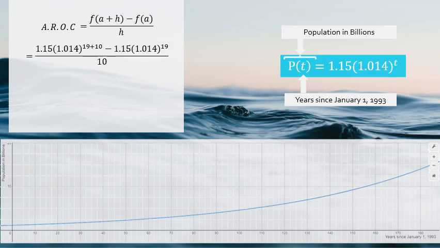So that gives us a population in 2022 of 1.721 billion and a population in 2012 of 1.5 billion, the difference being 0.223 billion. And we'll divide that by 10, and that gives you an average rate of growth of 0.0223 billion people, which is 22.3 million people a year.